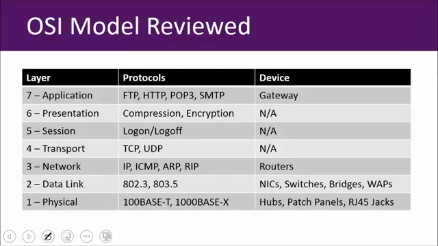All right, so just a quick review of the OSI model here. You've got 7 layers. There are some of the key protocols that are featured at each of the layers, and also the different types of devices that are used at each layer.